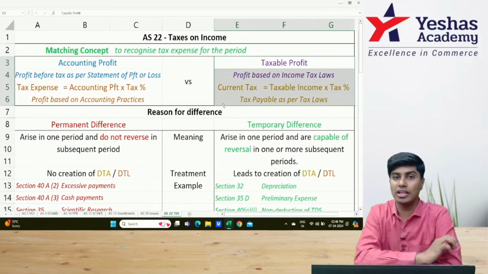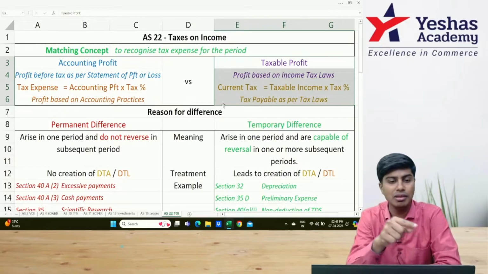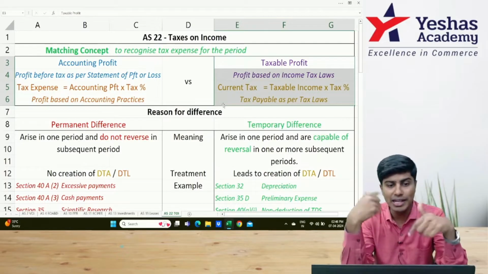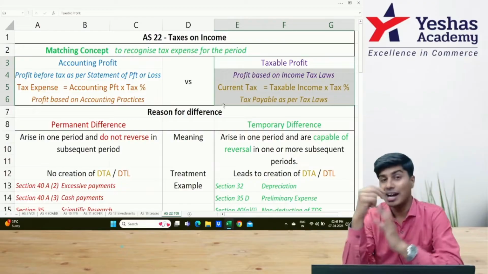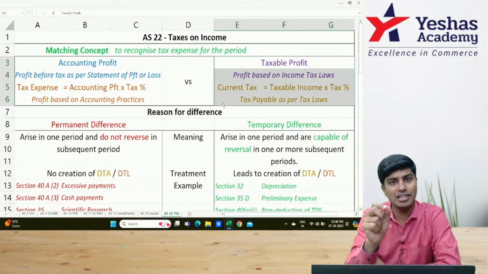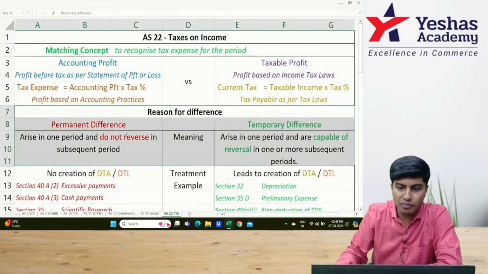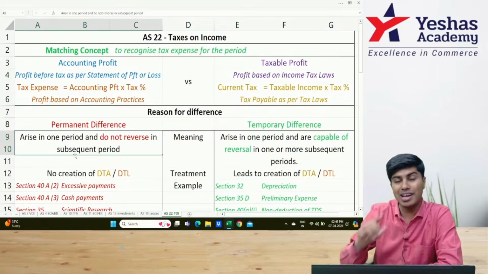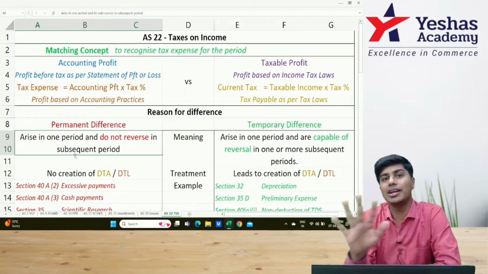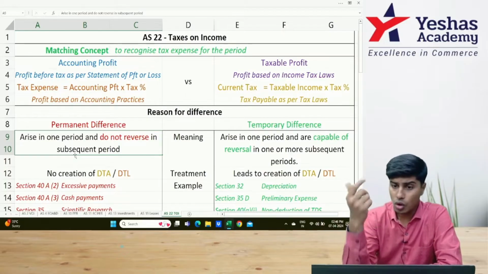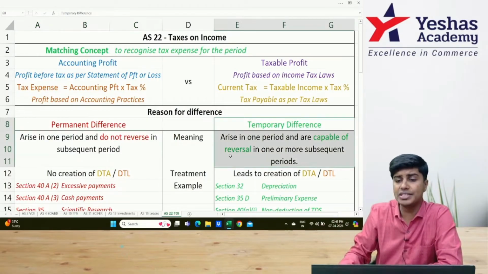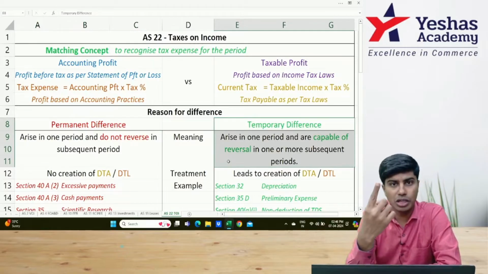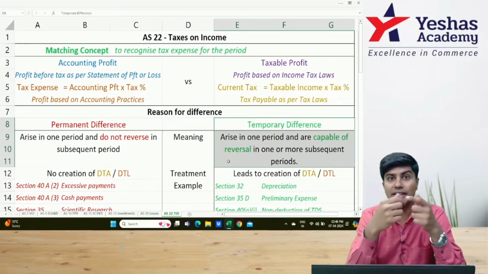The reason for the difference between taxable income and accounting income, which will lead to a difference between tax expense and current tax, can be categorized into two. One, permanent difference. Second, temporary difference. Permanent difference is the difference which will arise in one period and will not get reversed in subsequent years. On the other hand, temporary difference is a difference which will arise in one accounting period and will get reversed in another accounting period.